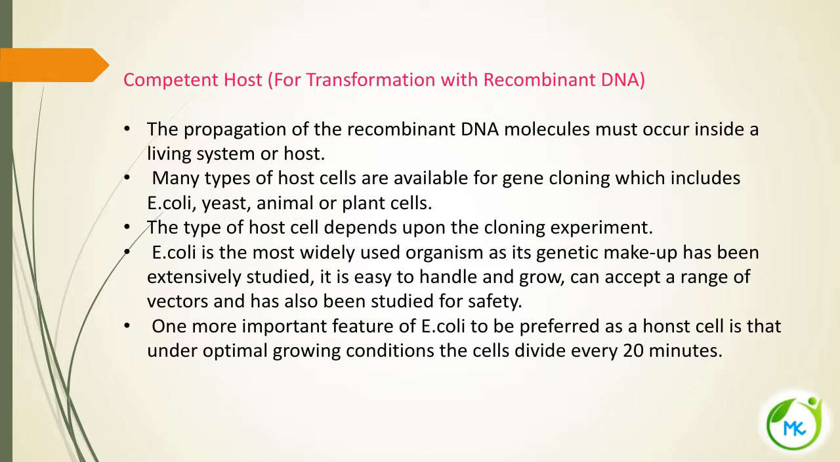Because now the recombinant DNA, or the rDNA, is ready. Once the recombinant DNA is ready, it has to be transformed. For that transformation to take place, it needs a competent host. The propagation of the recombinant DNA should occur inside a living system or host. Many types of host cells are available for gene cloning, such as Escherichia coli, a bacterium, yeast, animal or plant cells. And the type of host that we select depends upon the cloning experiment.